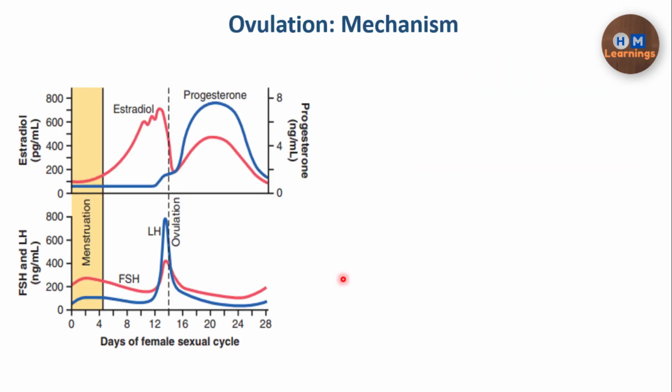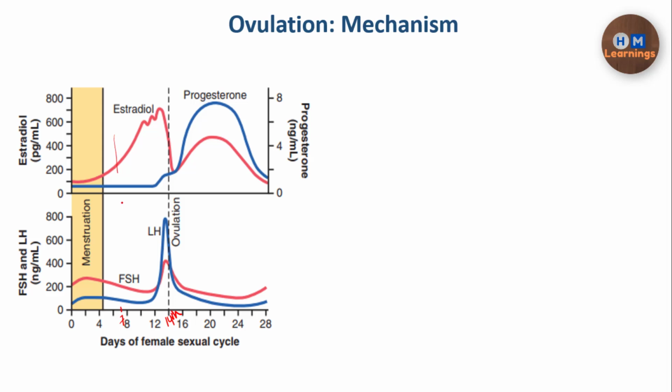Because it's a hormonal interplay, everything depends upon the hormones and their interaction with each other. In this diagram, estrogen and progesterone are drawn in the upper part, and FSH and LH in the lower one, and the x-axis shows the days of the female sexual cycle. If we say there is a 28 day cycle, the follicular phase of the ovarian cycle lasts from day 0 to the 14th day, and the first half goes till around the 7th day.